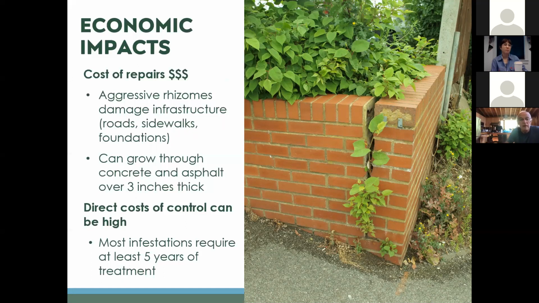These rhizomes are very, very aggressive. We showed a picture earlier where you could see it growing straight through the asphalt. And in this picture, you can see it just breaking apart these folks' flower garden here. It's been known to grow through concrete and asphalt that's over 3 inches thick. So it's a very, very aggressive plant. So we have to think about not only the cost of control, but the cost of repairs related to knotweed.